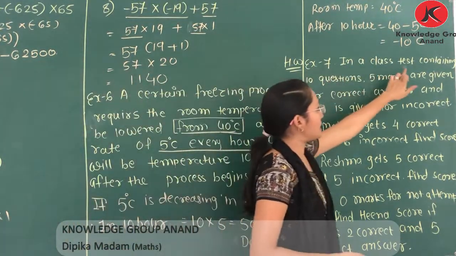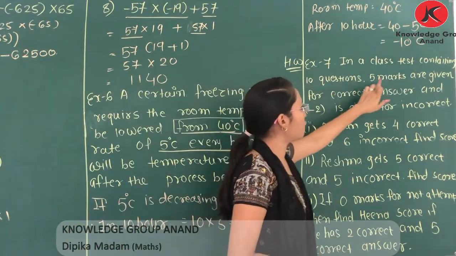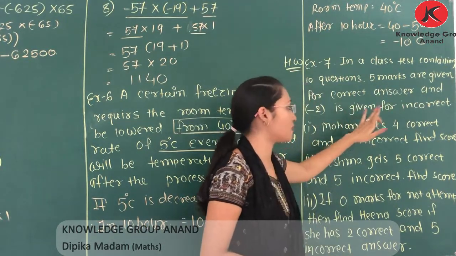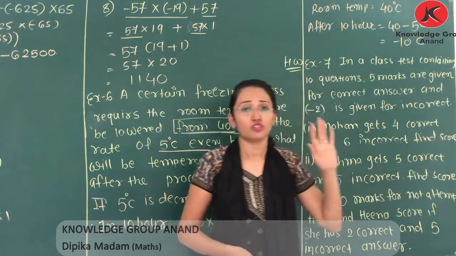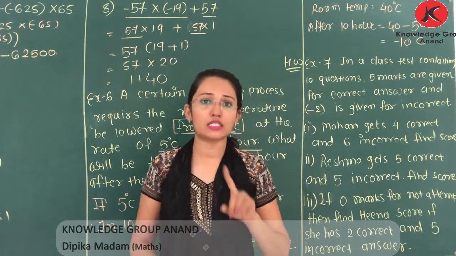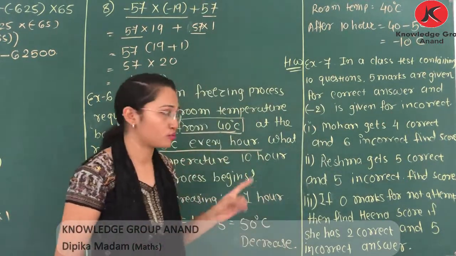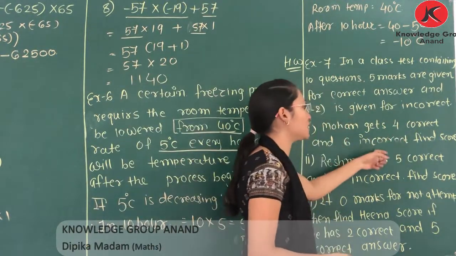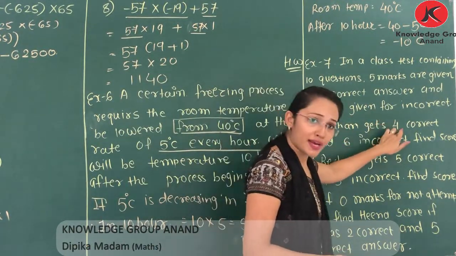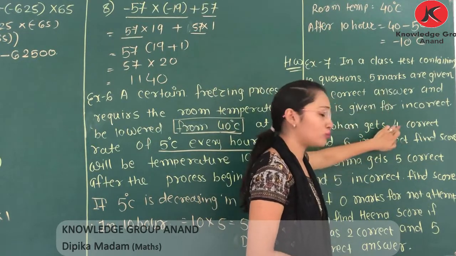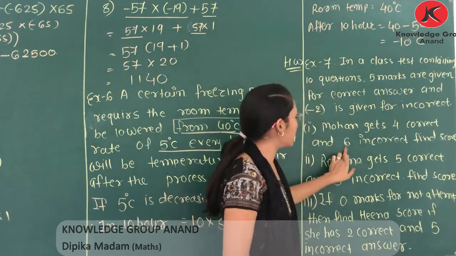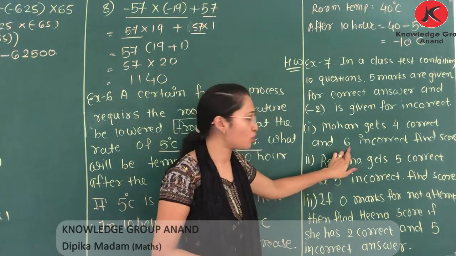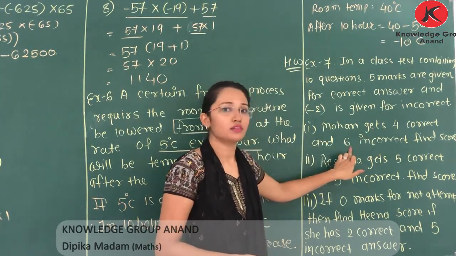In a class test containing 10 questions, 5 marks are given for a correct answer and minus 2 is given for an incorrect answer. For a correct answer it is 5 marks, for incorrect it is minus 2. First, Mohan gets 4 correct and 6 incorrect. Marks for 4 correct: 4 multiply 5 is 20, and for 6 incorrect, 6 multiply minus 2 is minus 12. What is the score? 20 minus 12 is 8.